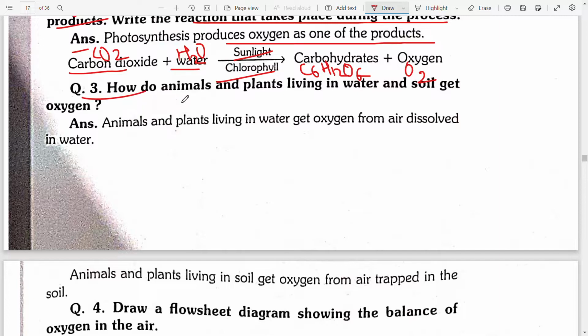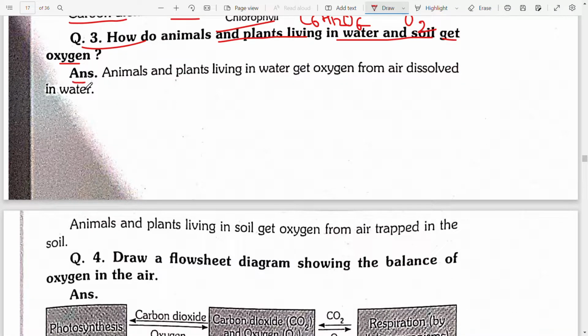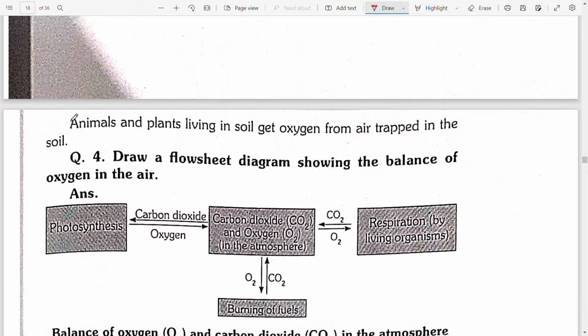Question number 3. How do animals and plants living in water and soil get the oxygen? क्वेश्चन का मतलब है कि प्लांट्स और जो एनिमल्स वाटर में रहते हैं, सॉइल में रहते हैं, उनको ऑक्सीजन कहाँ से मिलता है? ठीक है. आंसर इज द एनिमल्स एंड प्लांट्स लिविंग इन द वाटर गेट ऑक्सीजन फ्रॉम dissolved air in the water. Animals and plants living in soil get oxygen from air trapped in the soil.